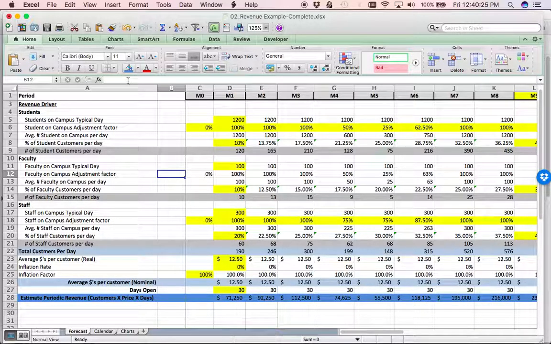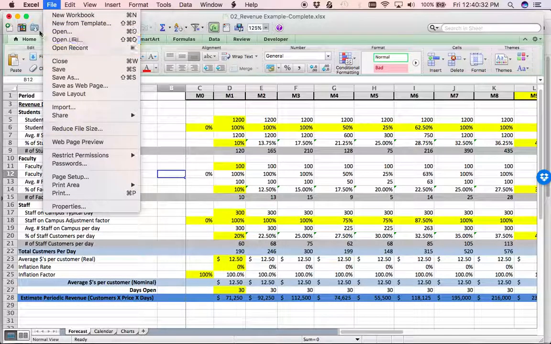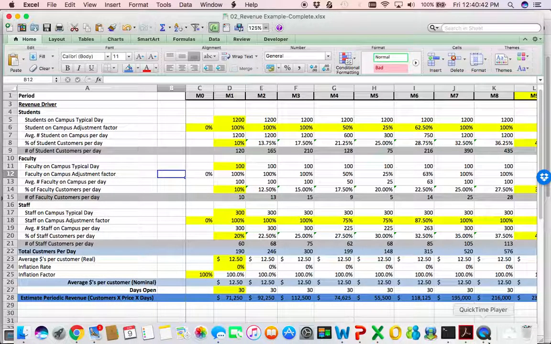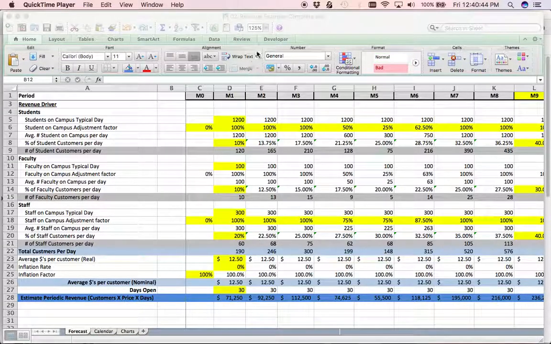So that pretty much concludes this example. I'm going to save this file as my completed file. There we go. Hopefully that's useful. Again, if you have questions, feel free to come to class with those questions.